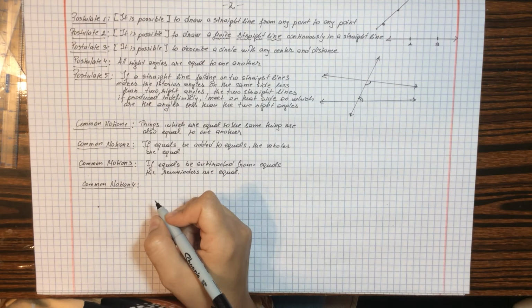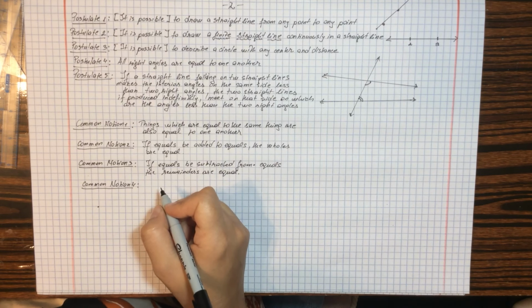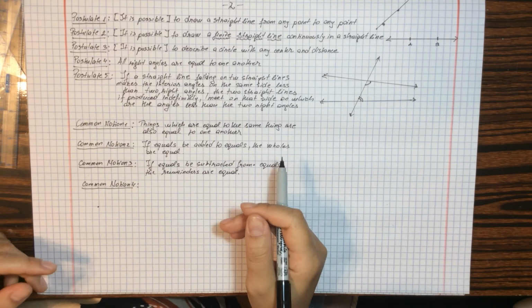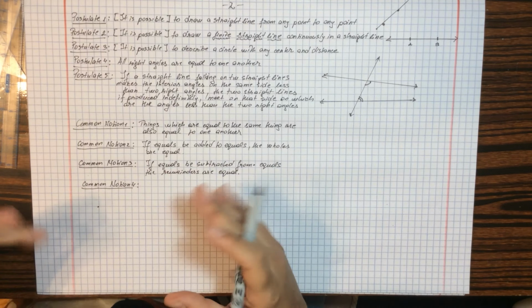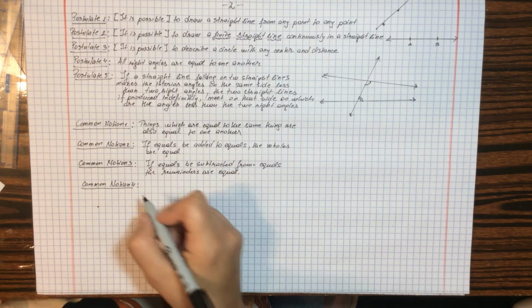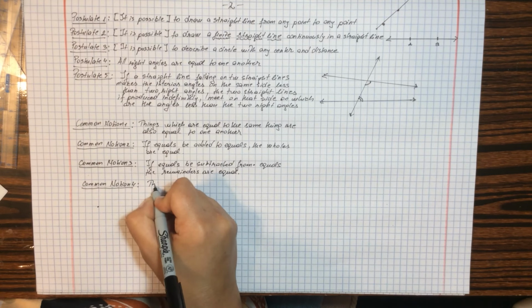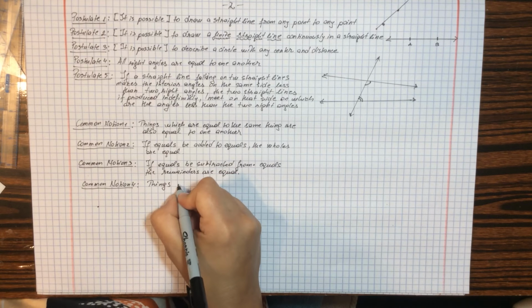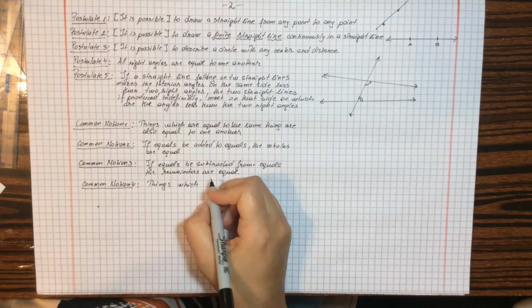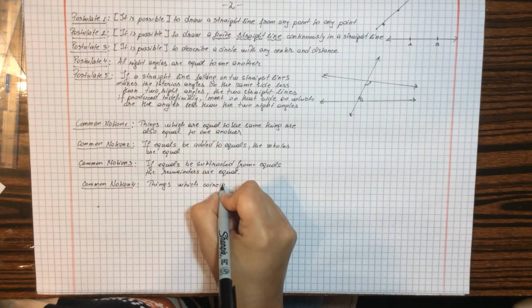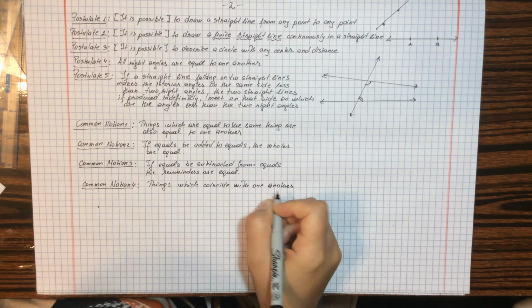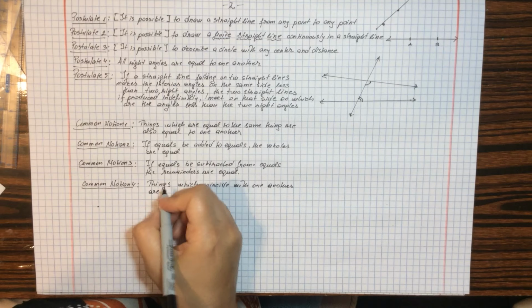Things which coincide with one another are equal to one another. That basically is the same as the concept of congruence. If you have two triangles and you place them on top of one another and everything matches, we say that these two triangles are congruent. Obviously this is not talking only about triangles. So, things which coincide with one another, that could be lines, angles, and so on, are equal to one another.